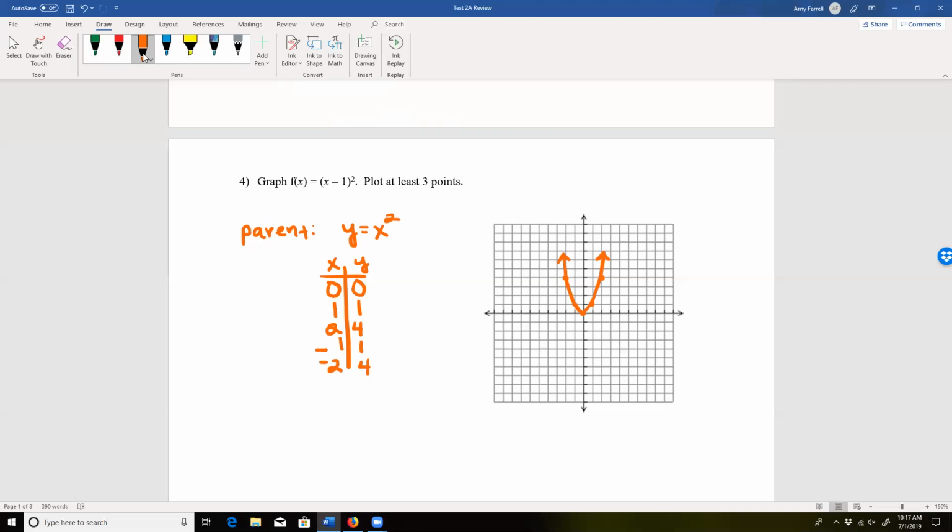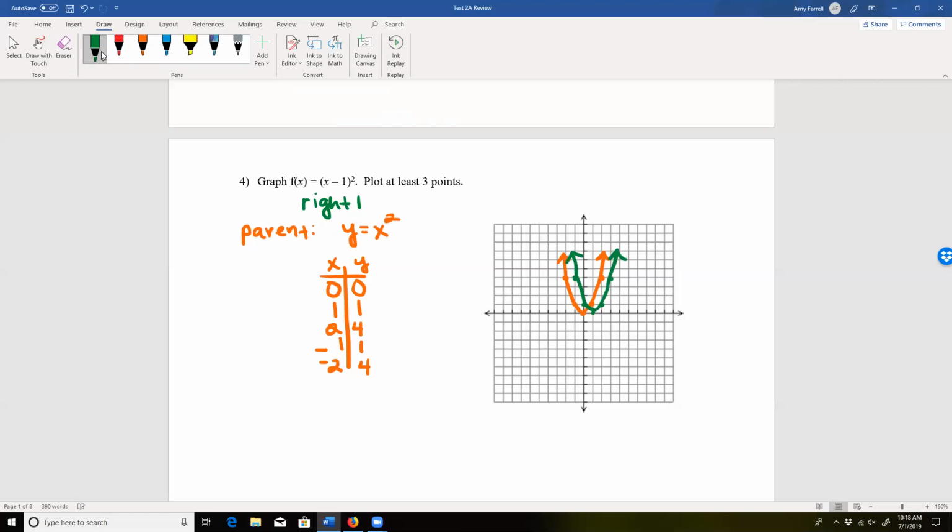Okay, so here's my parent, but that's not what they asked me to graph. They asked me to graph this f of x, which is x minus 1 quantity squared. Because we're subtracting 1 inside the parentheses, this is either left or right. And like I said, it's counterintuitive. It actually means right. So we are going to go right 1. So every point is going to get moved right 1. My graph is still going to be a U-shaped graph. It's just going to be shifted right 1.